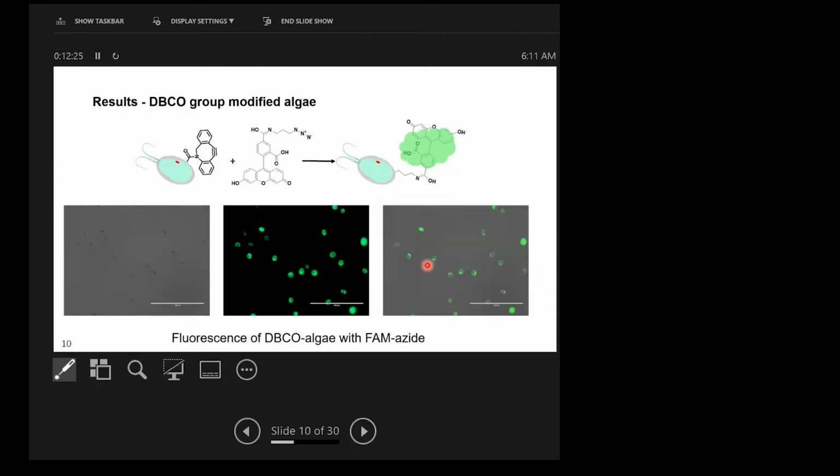Next, we confirm this successful DBCO NHS ester conjugation onto the algae. We are using some fluorophore-labeled azide to confirm. So after this FAM azide conjugation, the algae show a fluorescent signal. From the fluorescent images, we can see there is a colocalization of the algae itself and the fluorescence, which is coming from the FAM azide.